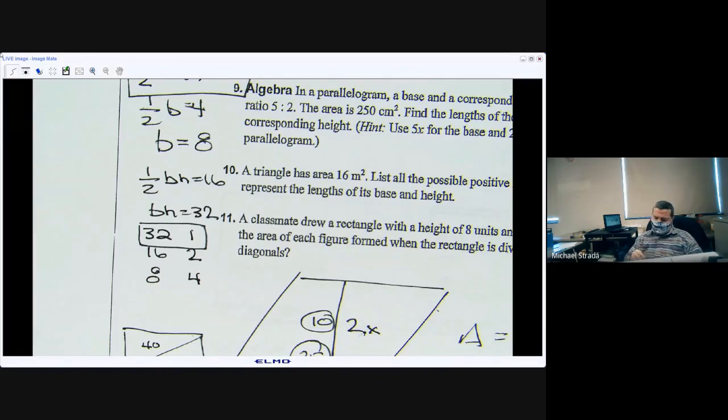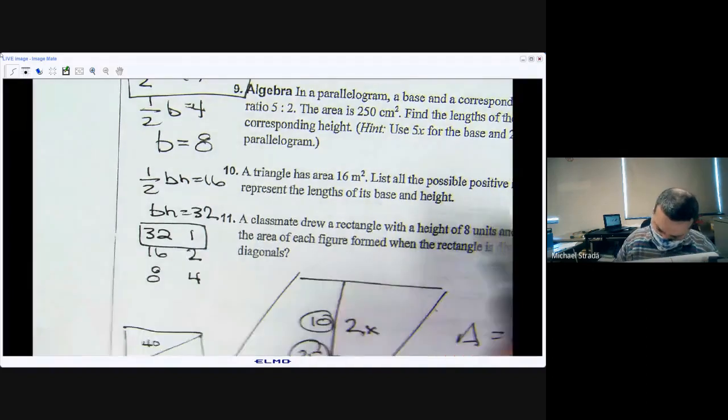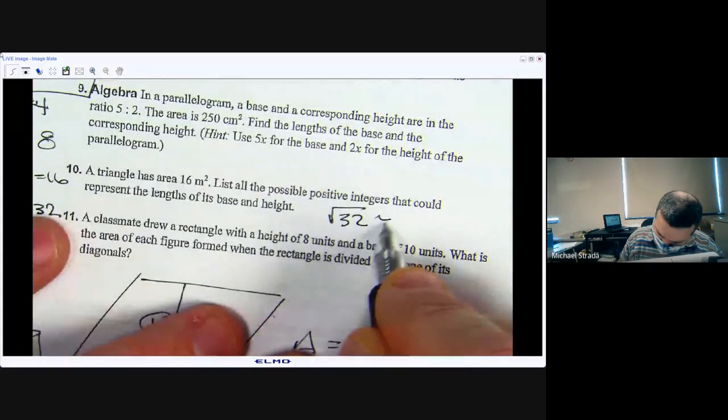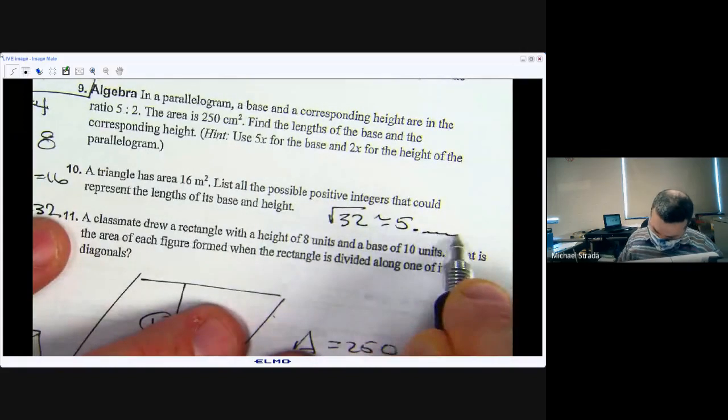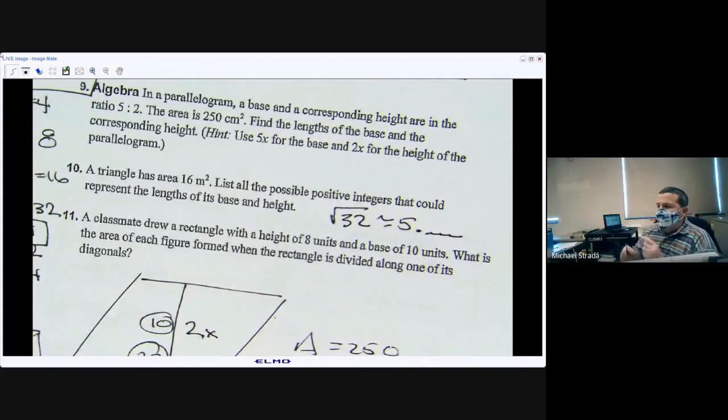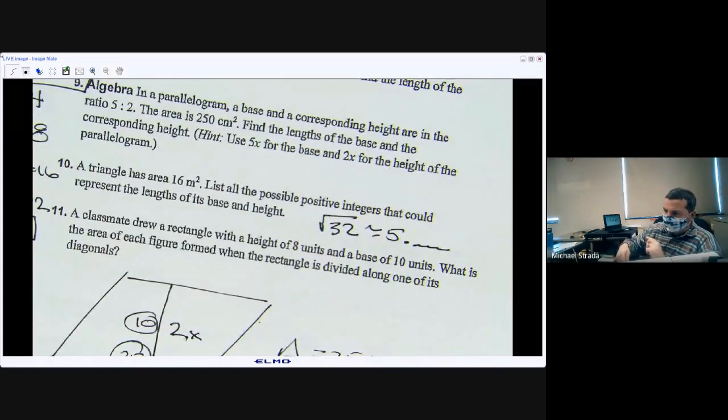The reason being is this. If you do the square root of 32, it comes out to be about 5 point something. That means at that point, if you go past that, you're just repeating yourself. Does that make sense? So in other words, 8 times 4 and 4 times 8 would be exactly the same. So you should never have to go past the square root of your number when you're listing them.